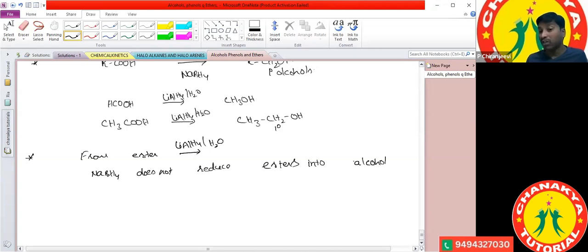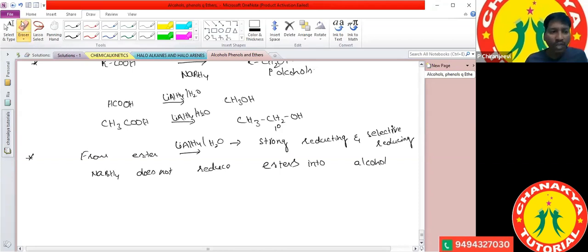Why does it not reduce the ester into alcohol? Lithium aluminum hydride acts as a strong reducing agent, and it is also a selective reducing agent. Lithium aluminum hydride is also very costly. Okay.